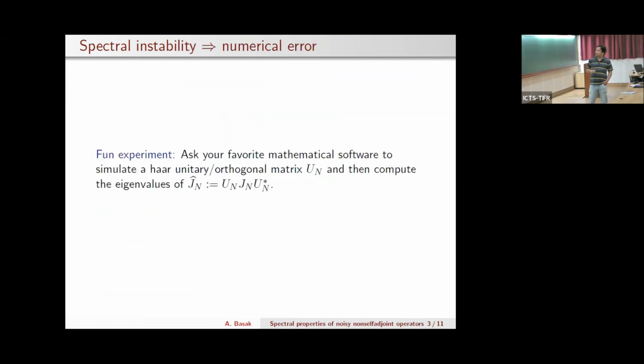Here we start out with our matrix J_n, and we conjugate it by U_n and U_n star on the left and the right, where U_n is any Haar unitary or orthogonal matrix. Then you ask your favorite mathematical software to compute the eigenvalues of this new matrix, J_n hat. Now you know that conjugating by an orthogonal or unitary matrix does not change the spectrum, so you should expect that the eigenvalues of J_n hat should be close to the eigenvalues of J_n if you do a simulation.